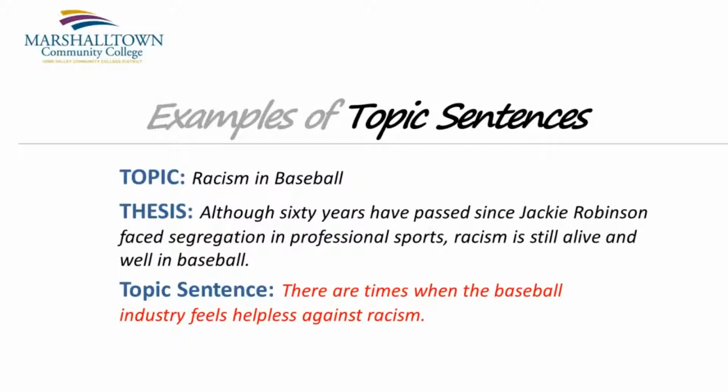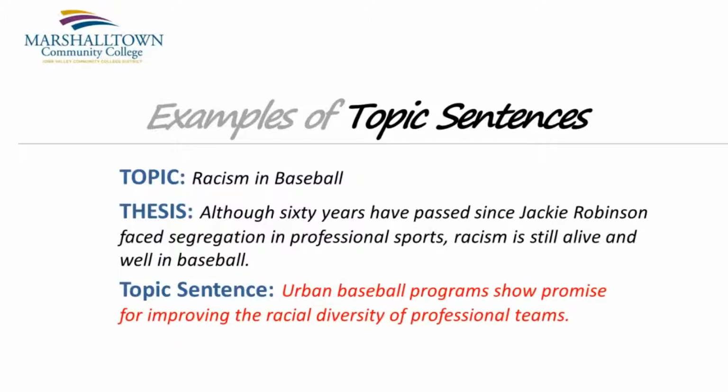Here's another possible topic sentence for my essay. There are times when the baseball industry feels helpless against racism. Again, from here I would write another 8 to 10 sentences all about the baseball industry's position on the subject of racism. Or how about urban baseball programs show promise for improving the racial diversity of professional teams?